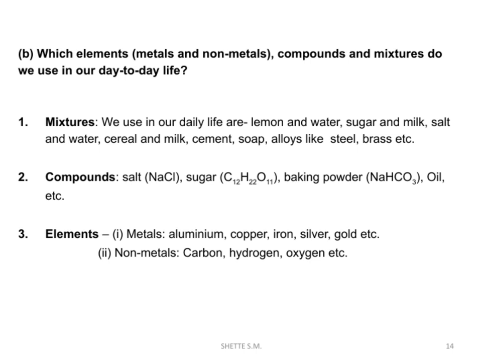Metals like aluminium, copper, iron, silver, and gold are widely used in everyday life because of their properties such as conductivity and strength. On the other hand, nonmetals like carbon, hydrogen, and oxygen are fundamental to many compounds and are found everywhere, from the air we breathe to the food we eat. Understanding these categories helps us appreciate the materials we encounter daily and their roles in our lives.